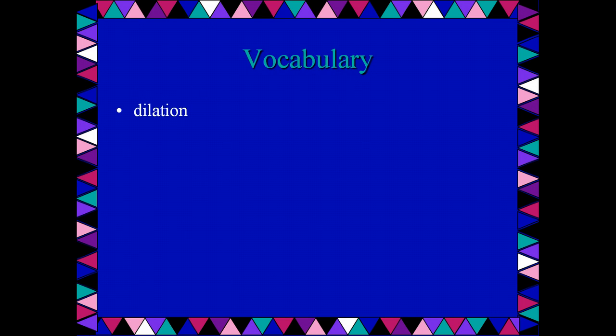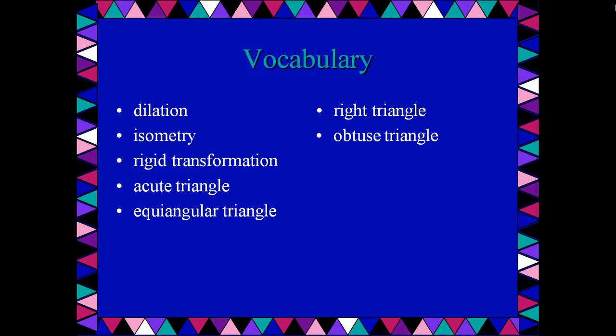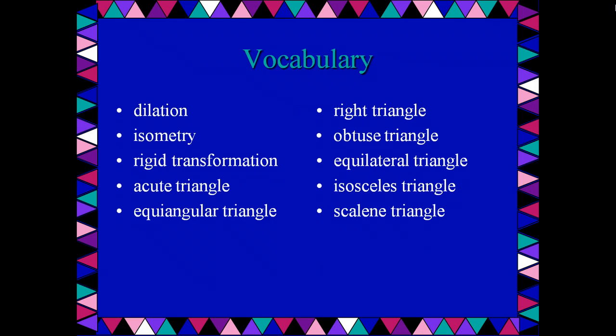The vocabulary words for this lesson are dilation, isometry, rigid transformation, acute triangle, equiangular triangle, right triangle, obtuse triangle, equilateral triangle, isosceles triangle, and scalene triangle.